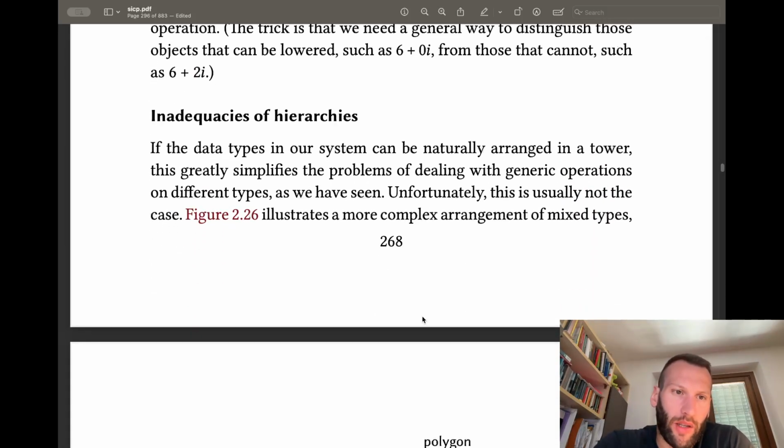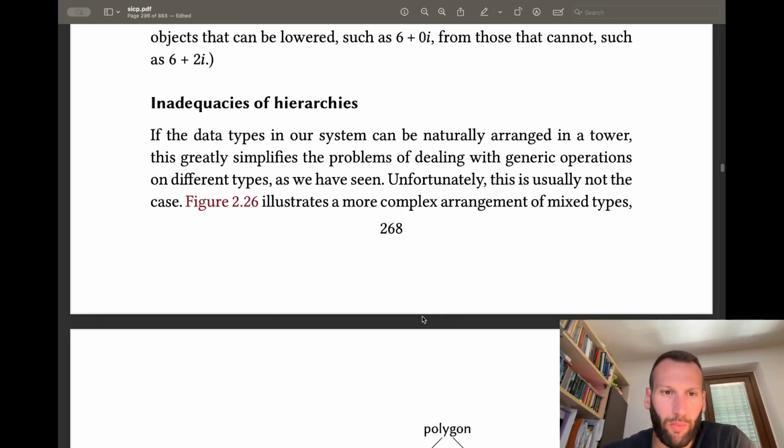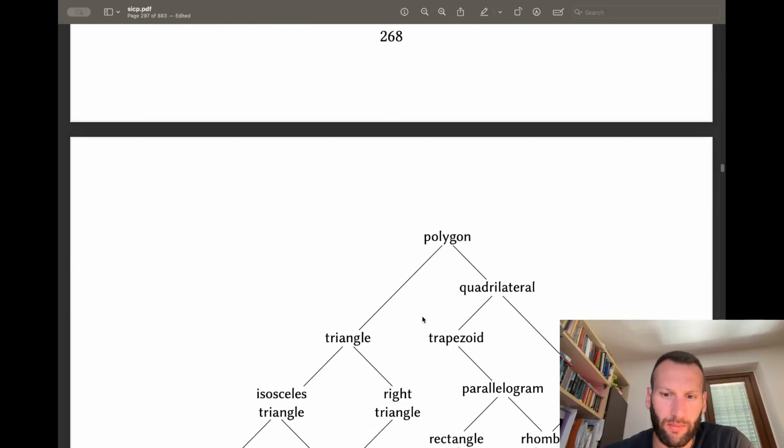Inadequacies of hierarchies. If the data types in our system can be naturally arranged in a tower, this greatly simplifies the problems of dealing with generic operations on different types, as we have seen. Unfortunately, this is usually not the case. So figure 2.26 illustrates a more complex arrangement of mixed types.